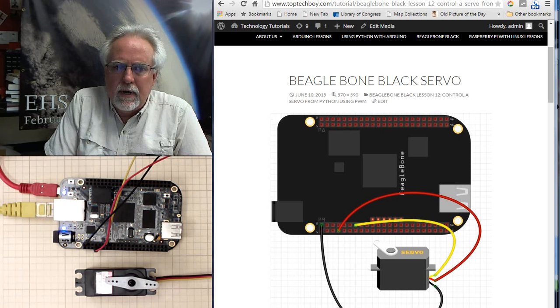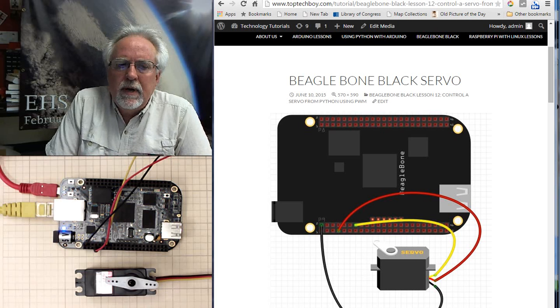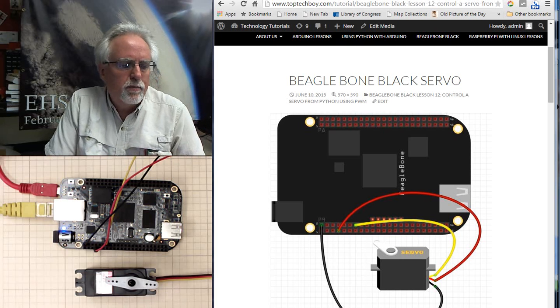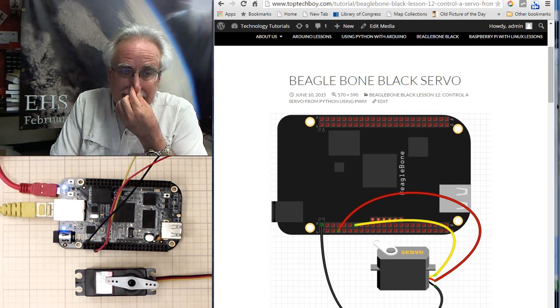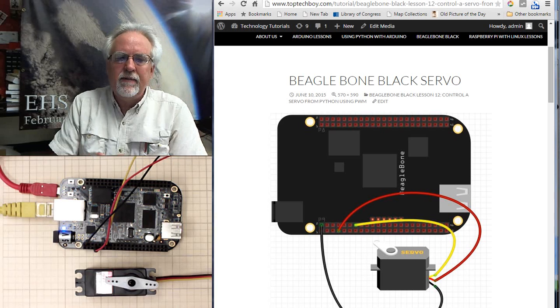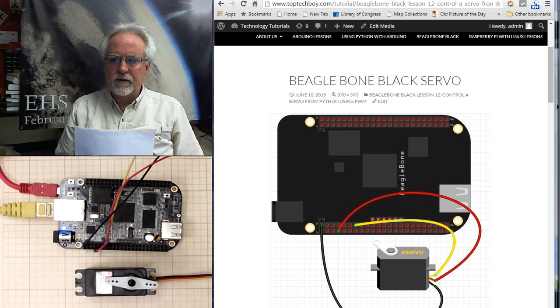Beaglebone Black microcontroller. What we're going to talk about today is how to precisely control the position of a servo from the Beaglebone Black. I think this is going to be a pretty fun lesson. I've had a good time putting it together already.